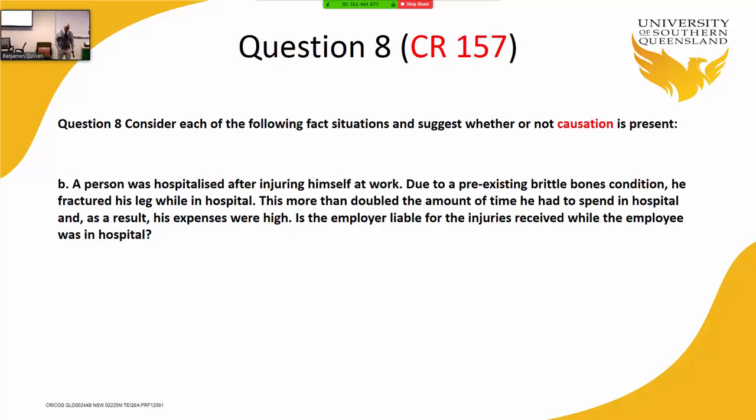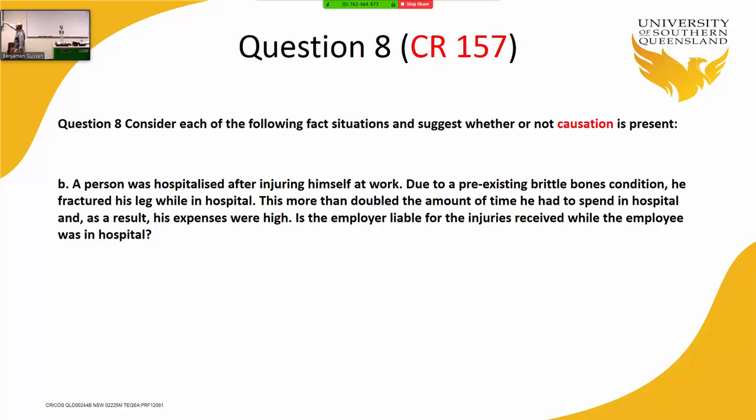Maybe. So let's unpack. Don't jump into the answer. That's not what's important. We want to just unpack it. We know that we have to do two things. The first thing is the but-for test. So you have to ask yourself, but for injuring himself at work and hence going to the hospital, this person wouldn't have fractured his leg.